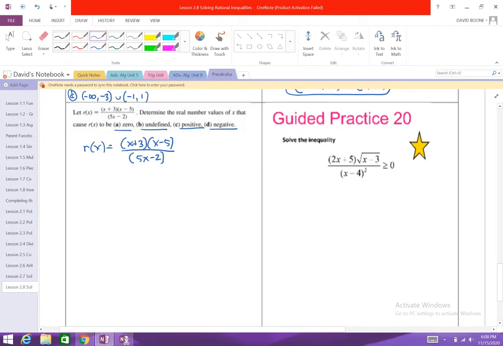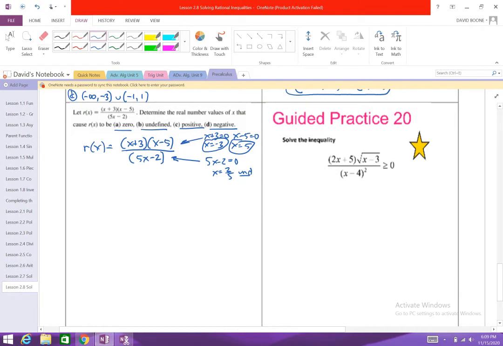So again, what I like to do right away is just look at, okay, where is it undefined? That can't be 0 down there. So we'll go 5x minus 2 equals 0. If I add 2 and divide by 5, you get x equals 2/5. That's where it's undefined. The zeros are going to come from the top here, so we'll say that x plus 3 equals 0, so x equals negative 3 is a 0. And the same thing here with this x minus 5, set that equal to 0, and x equals 5.